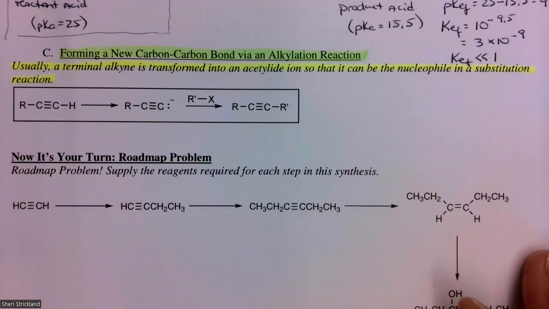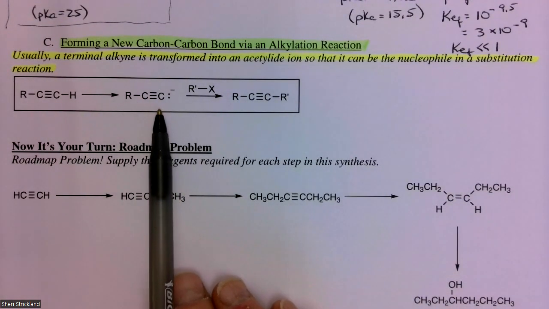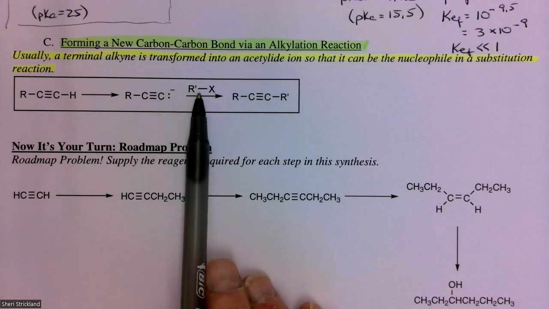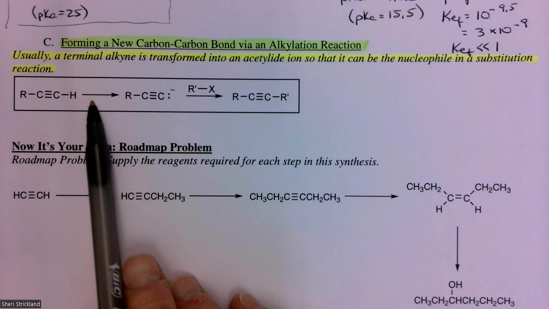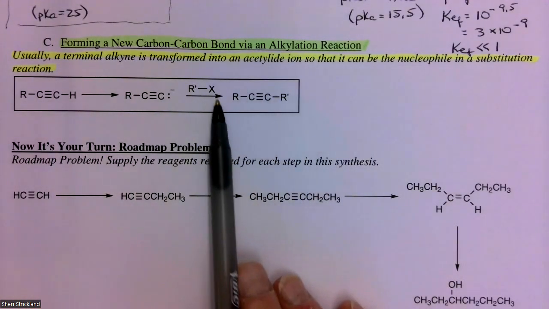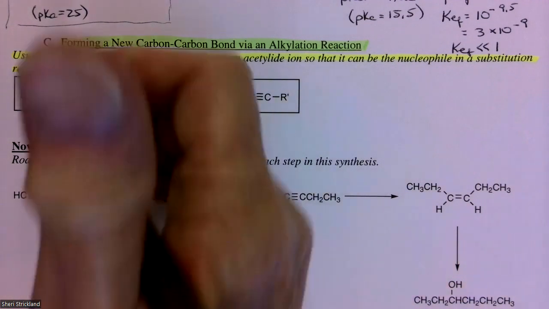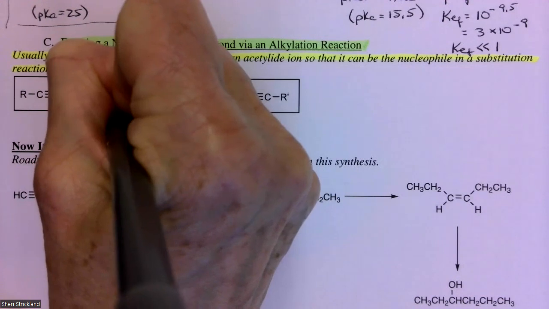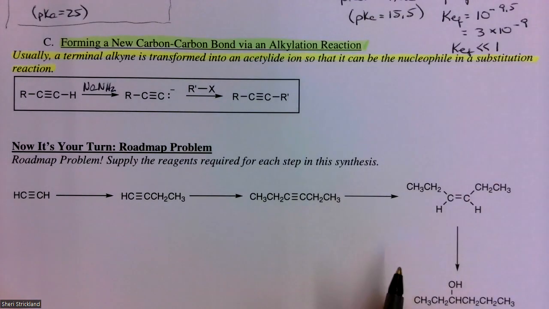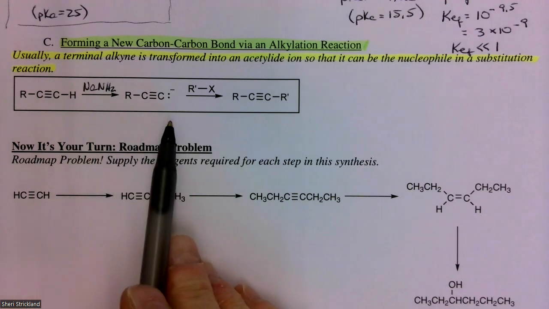The reason that people make these alkynide ions is because they're really good nucleophiles. And if you pair it with an alkyl halide as the electrophile, you can turn a terminal alkyne into a bigger internal alkyne. And so usually that's what we're going to do. So sodium amide is probably the best. That would be my go-to base.